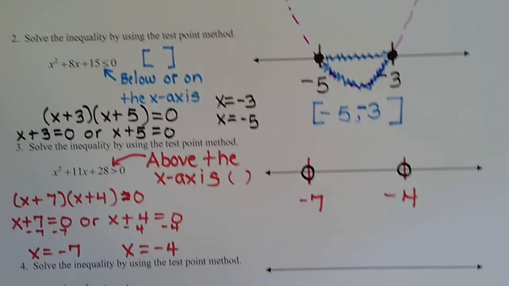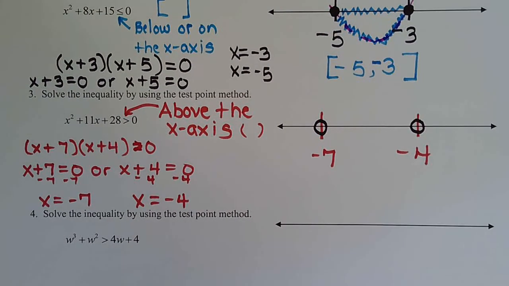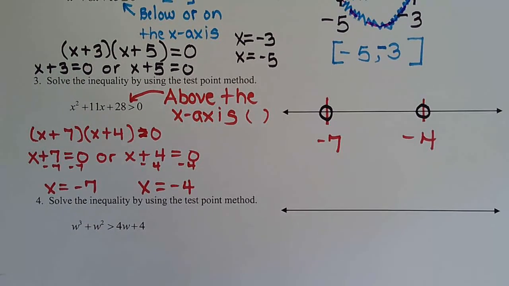And again, this is a parabola, so we can do a rough sketch. We know what parabolas look like. Later on, when we get to the cubic one here, we don't know what it looks like yet, so we're actually going to have to do the test point method.